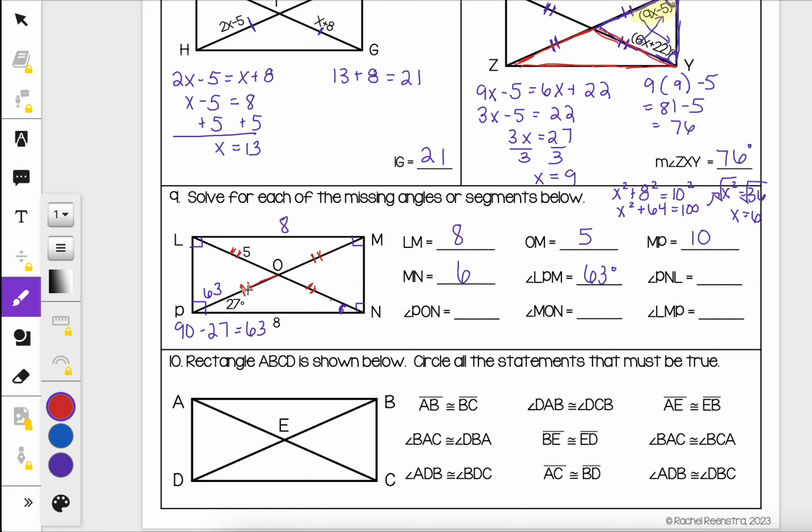So in this bottom triangle, I have my 2 congruent sides of my isosceles triangle, and the opposite angles from my congruent sides are going to be congruent. So this angle is 27. This guy right here is also going to be 27, which is P and L, which I'm trying to find.